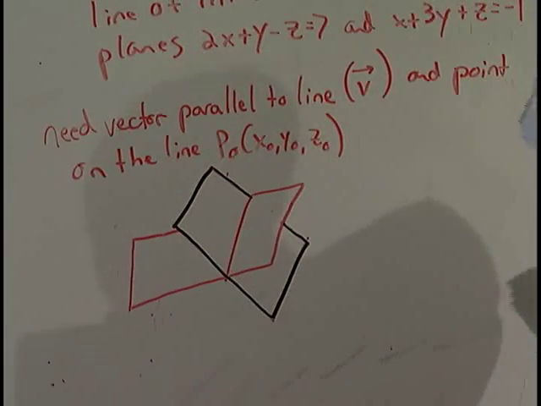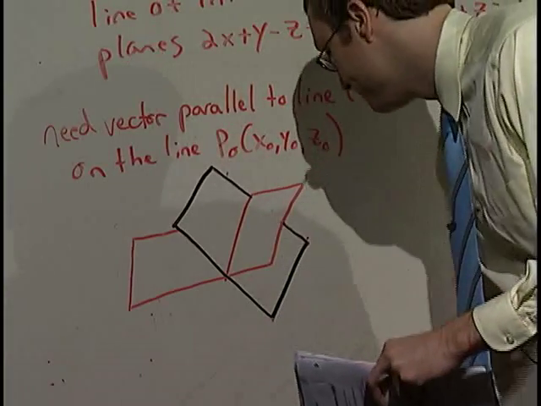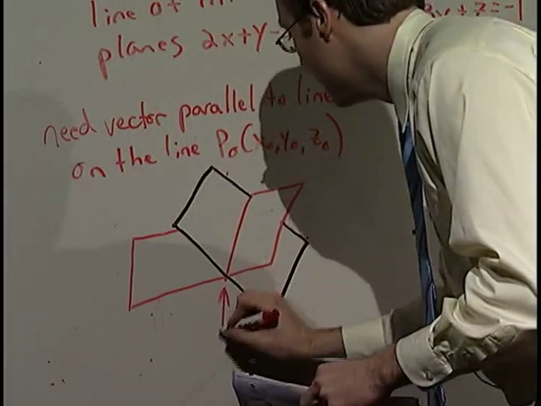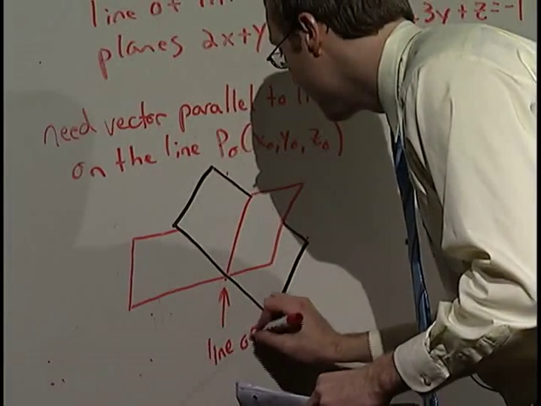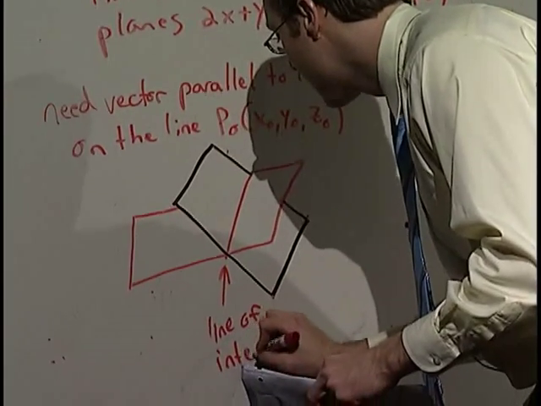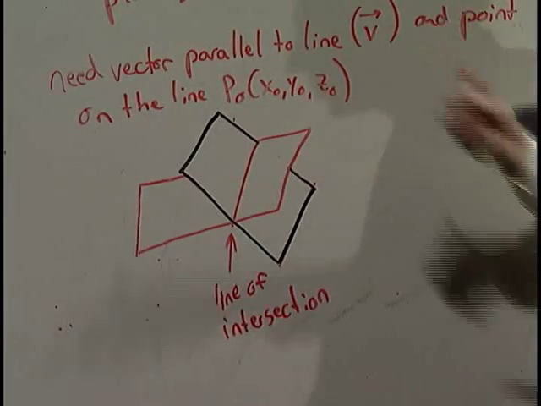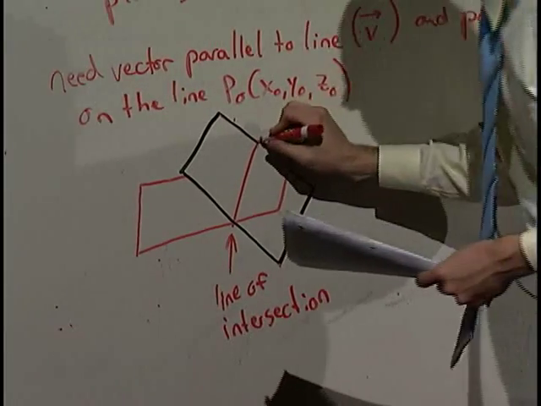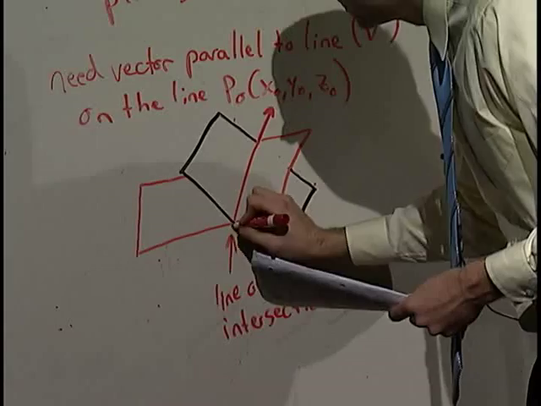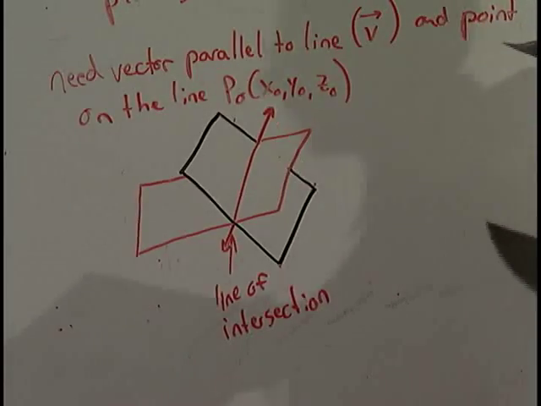All right. And so there's the line of intersection that we care about. This line right here. Line of intersection. And of course, that line will go on infinitely, so it goes on in both directions. In fact, we can even make it look like that if we want. There we go. Okay.